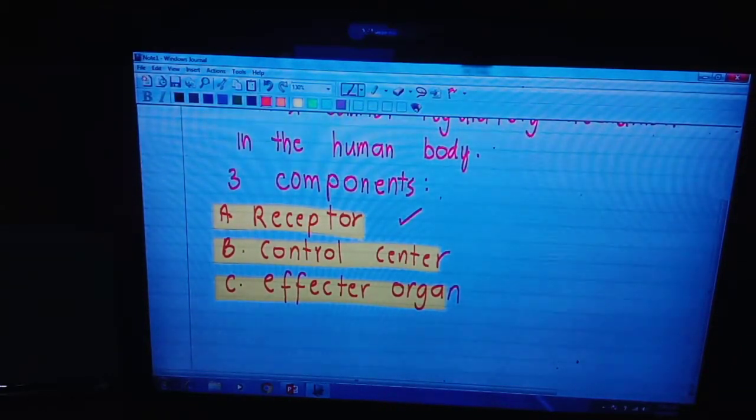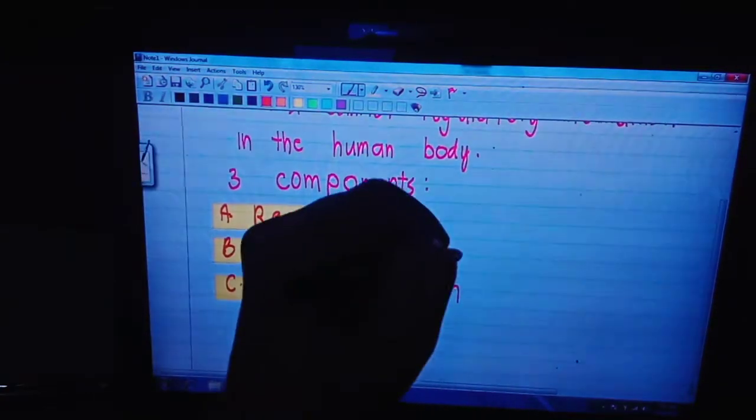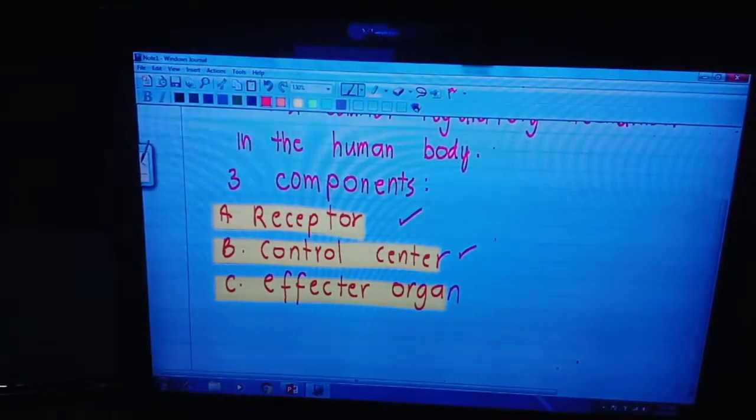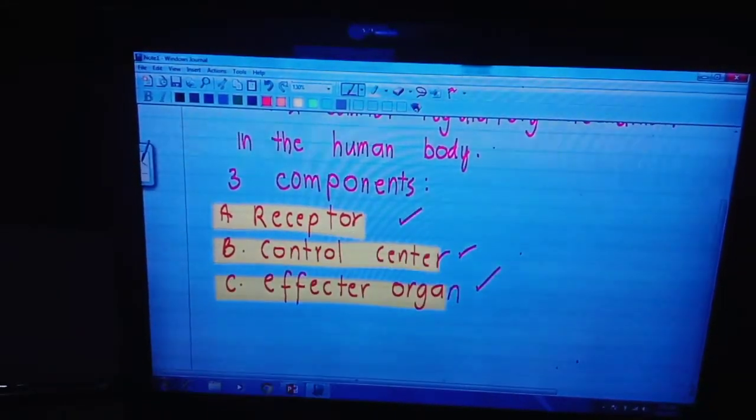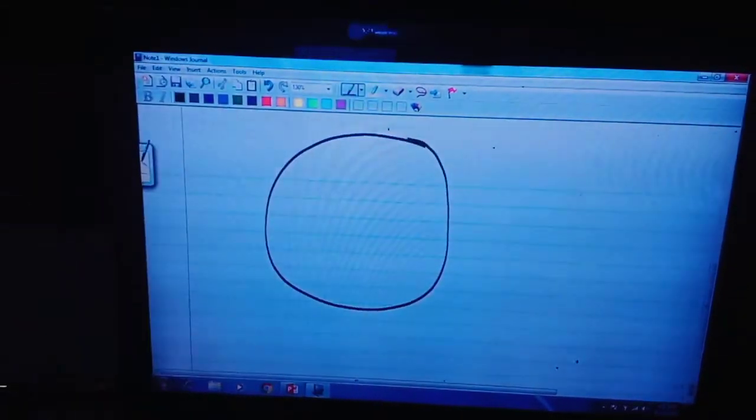Those are specialized cells. They are actually waiting for a stimulus, detecting your signal, and directly causing change. So those are the three components of your loop. So you have to think of a loop that's circular.